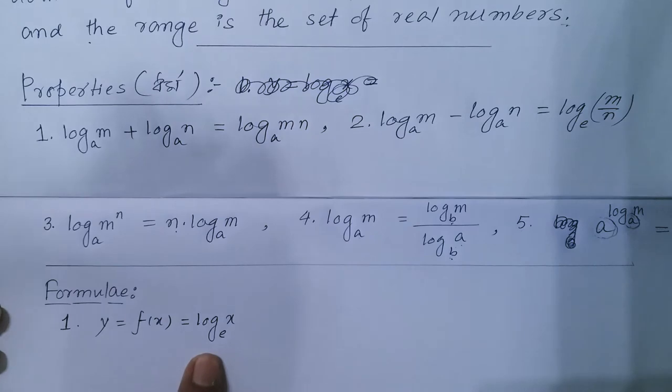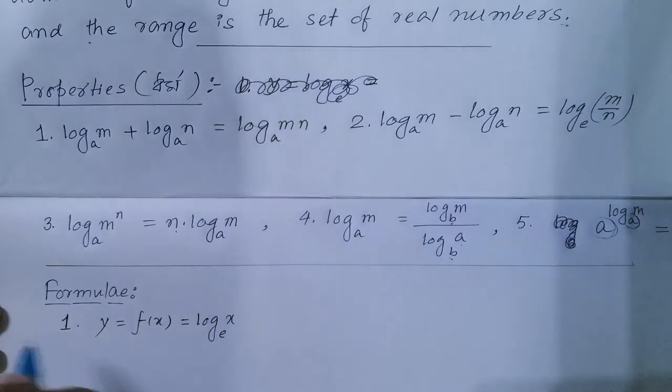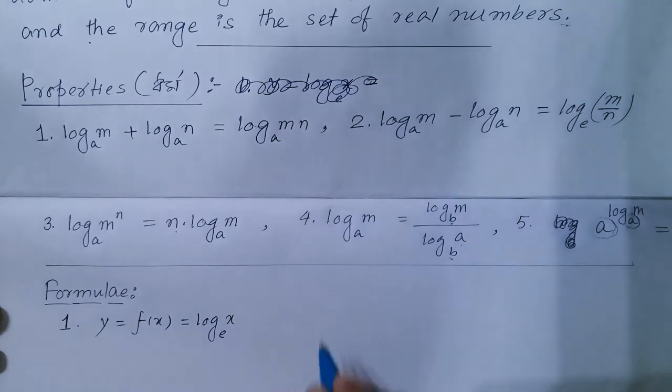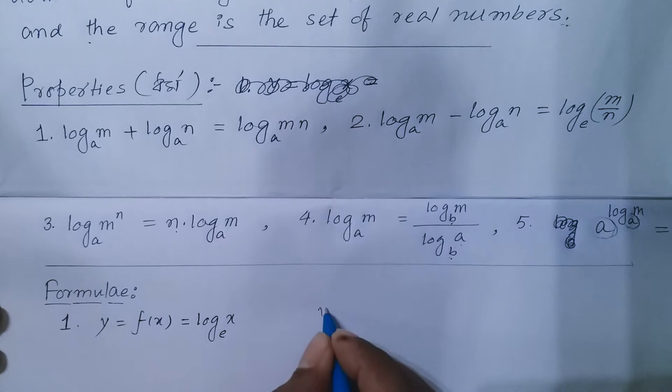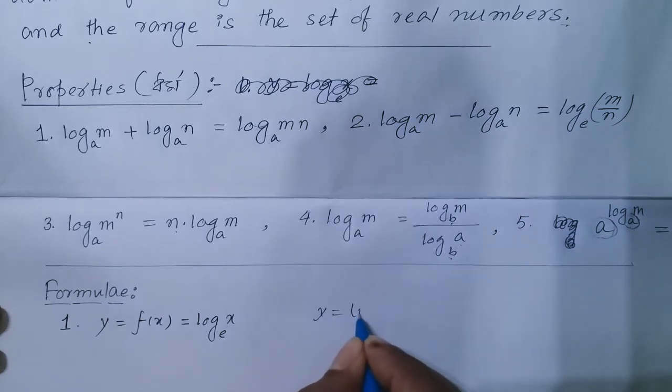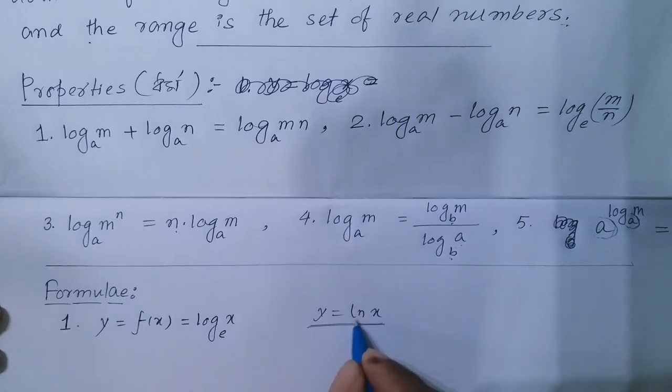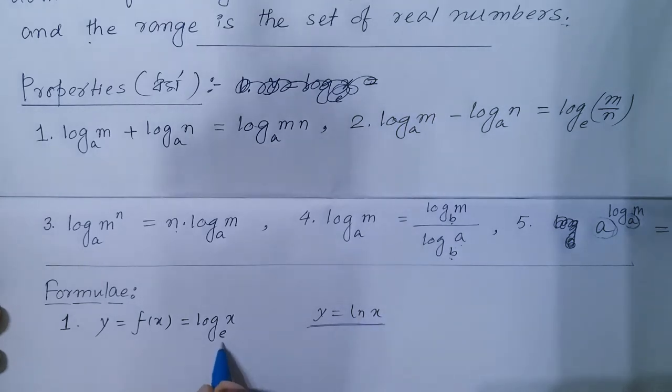You may also eliminate this e. If you just write log x, it will be considered as e. As well, in your physics and in chemistry, the logarithms, all of them are natural logarithms. Then it is written like this, y is equal to simply ln of x. Ln of x means it is logarithm with natural base. Natural base means the base is e. In mathematics, we actually do not write this e.